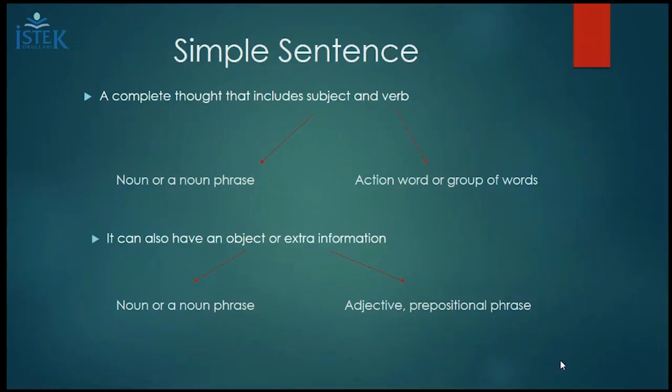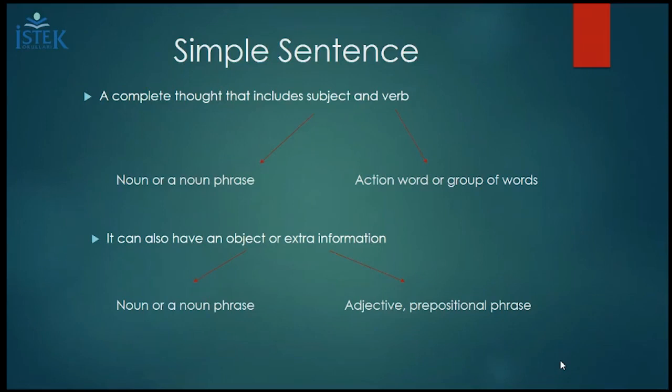Let's start with a simple sentence. A complete thought that includes subject and verb. What is a subject? Subject is the topic, what the sentence should be about, which can be a noun or a noun phrase. And verb is an action word, like sitting, walking, swimming, speaking. And in a simple sentence, it can be an action word or group of words.